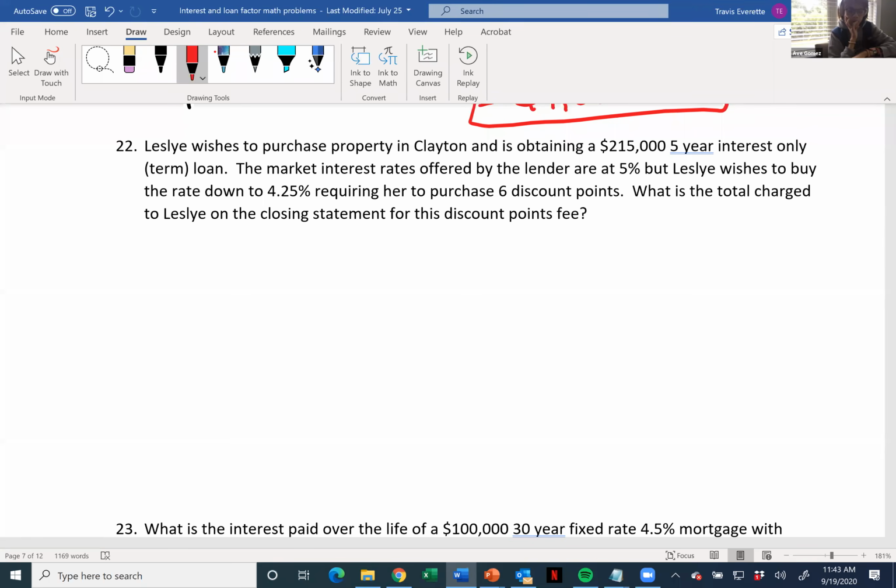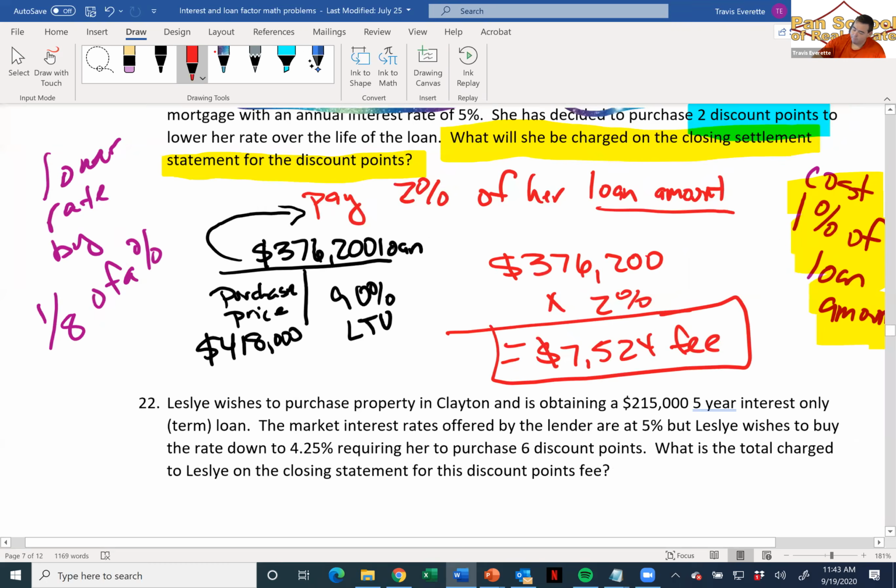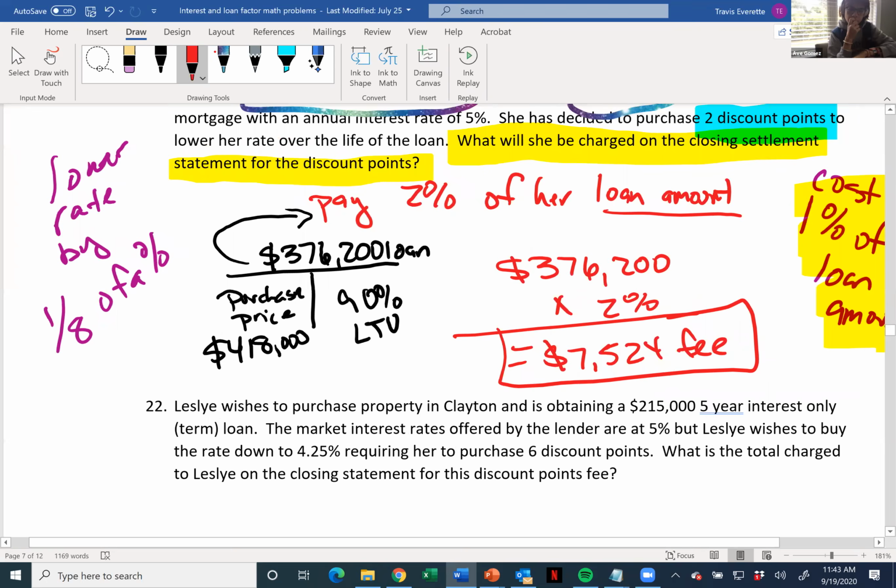Would we ever have to know the 1/8 of the interest? You will never have to do math with that, but know it. They may ask you on the test, what impact does a discount point have on someone's interest rate? You'll need to know that the impact is it lowers their interest rate by 1/8%. So in essence, this person would be lowering their interest rate by 1/4%, because that's 2/8.